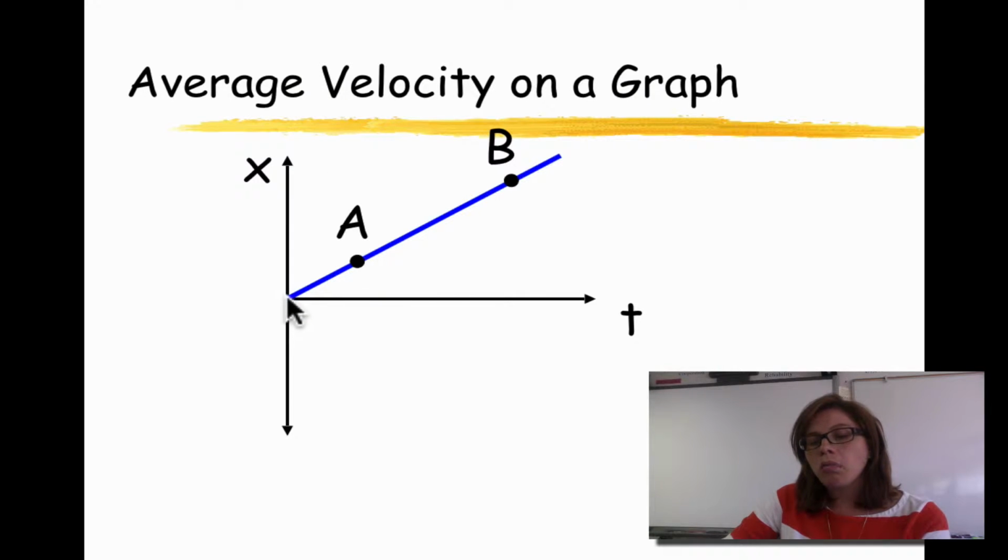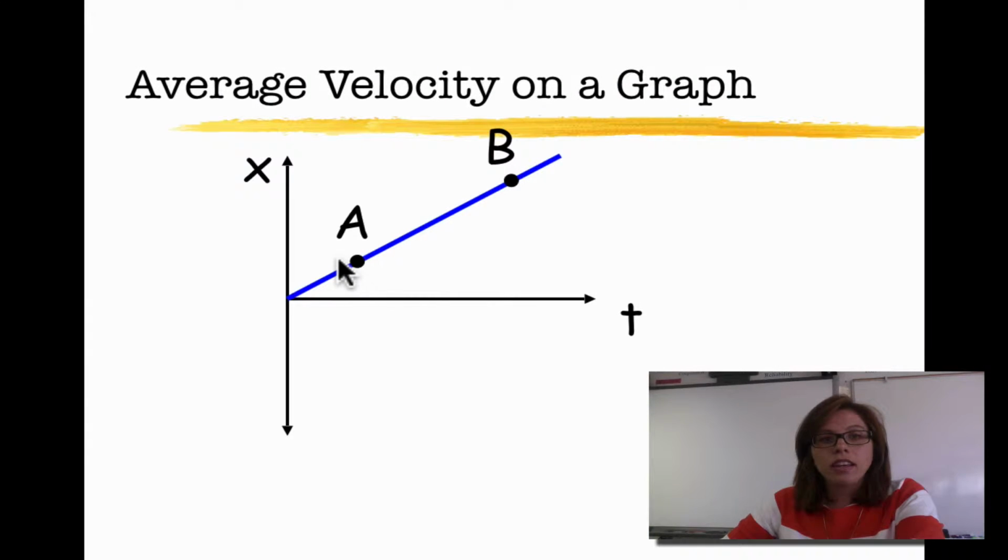Is this object going in the positive or negative direction? You're right. It is going in the positive direction. It's sloping up. Is it speeding up, slowing down, or going at a constant speed? I hope you said constant speed, and you could tell that because it's a straight line. Okay, so now, if we want to find the average velocity between points A and B, this is pretty easy for this example because it's a straight line.